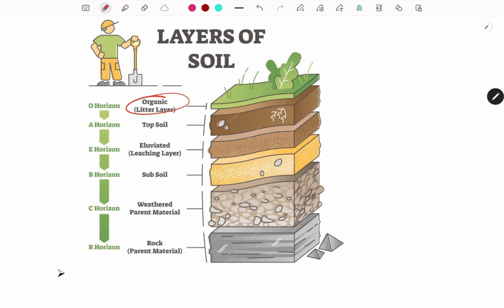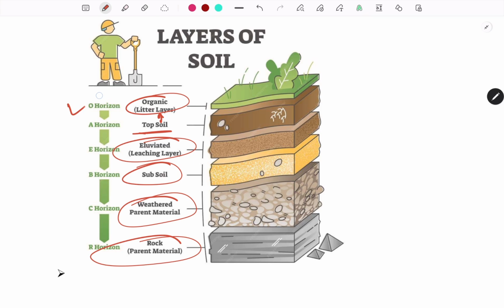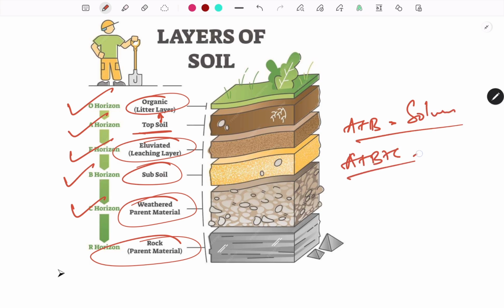The topmost layer is the organic layer. You already know it. The topmost of the topsoil is the organic layer. Then comes the weathered parent material, then the rock bed. See, O horizon, A horizon, E horizon, B horizon, C horizon. A plus B is called solum. A plus B plus C is called regolith.